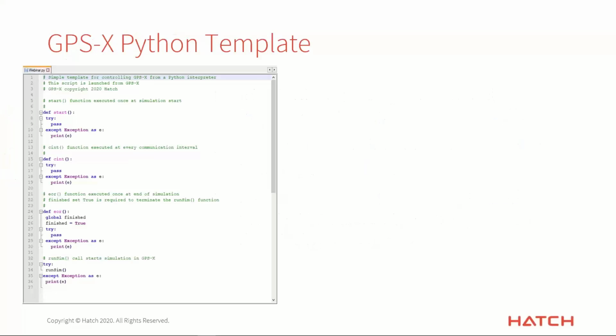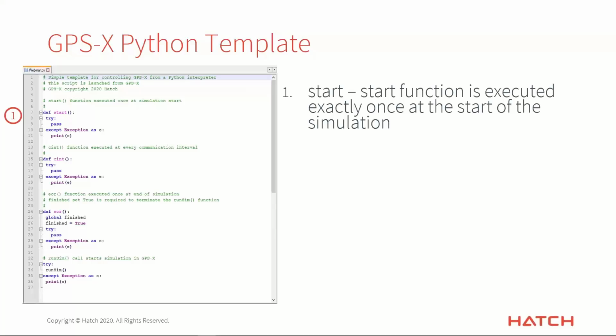So if we were to create a new file, this is the template that GPSX will create for you by default. And there's a few things here. It comes with 3 predefined function definitions and 1 function call. So let's go through them quickly. The first function definition is the start function. Now this function is going to be executed exactly once in a GPSX simulation triggered by Python, and it will be executed immediately at the start of the simulation.